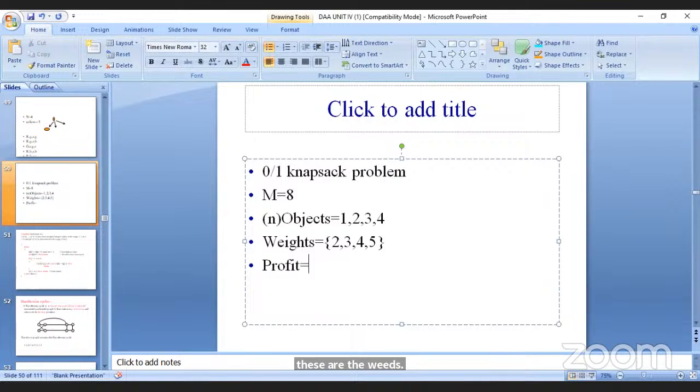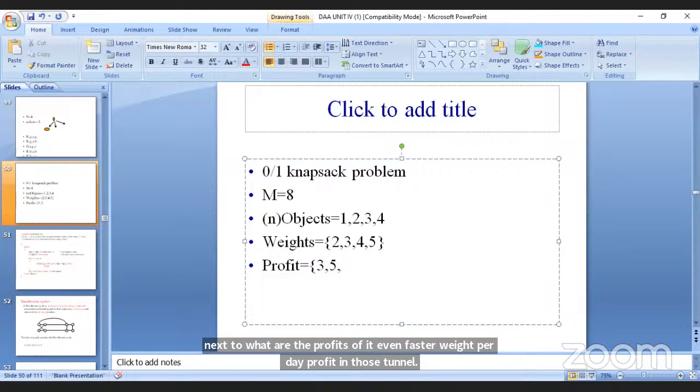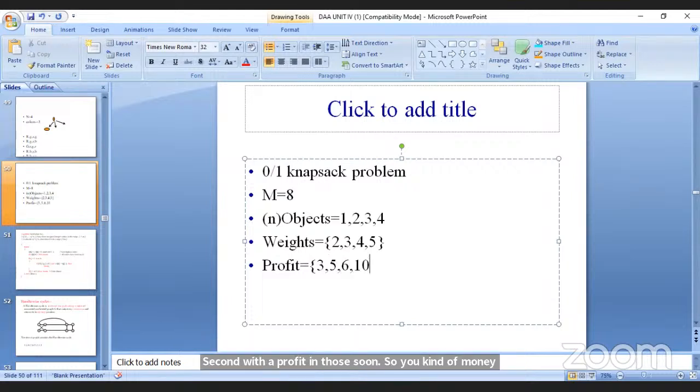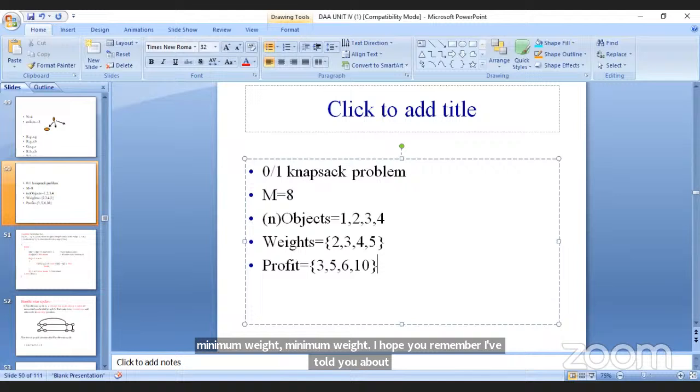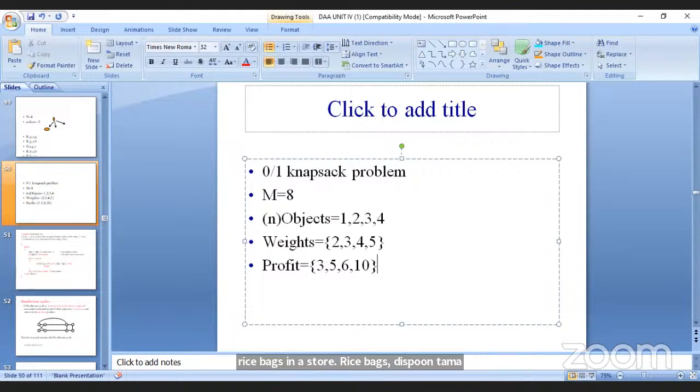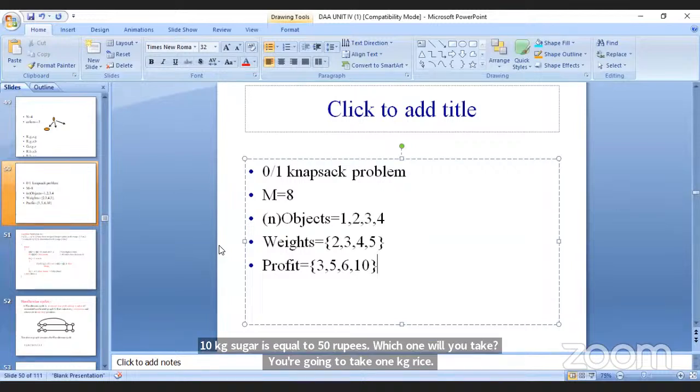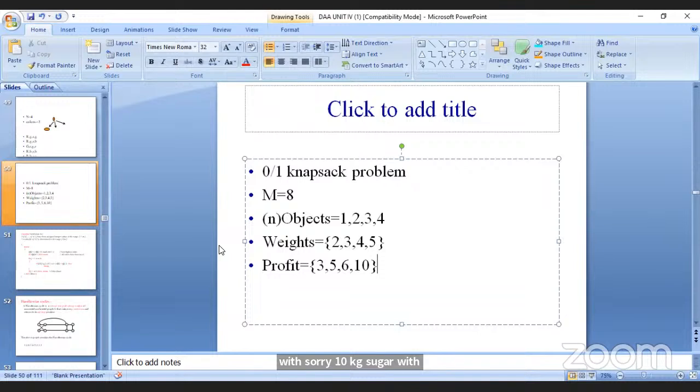Next, what are the profits of it? ఇప్పుడు నేను ఫస్ట్ వెయిట్ పెడితే ప్రాఫిట్ ఎంత వస్తుంది, సెకండ్ వెయిట్ పెడితే ప్రాఫిట్ ఎంత వస్తుంది. సో ఇక్కడ మనకి మాక్సిమం ప్రాఫిట్ రావాలి with minimum weight. I hope you remember I've told you about rice bags in a store. మనం రైస్ బ్యాగ్స్ తీసుకుంటామా లేకపోతే షుగర్ తీసుకుంటామా లేకపోతే ఆయిల్ తీసుకుంటామా? If the cost of 1 kg rice is 50 rupees and 10 kg sugar is equal to 50 rupees, which one will you take? You're going to take 1 kg rice with 50 rupees profit. Clear? That will become the profit.